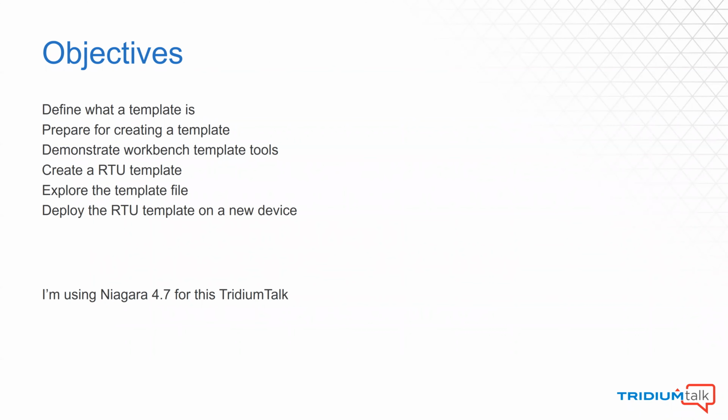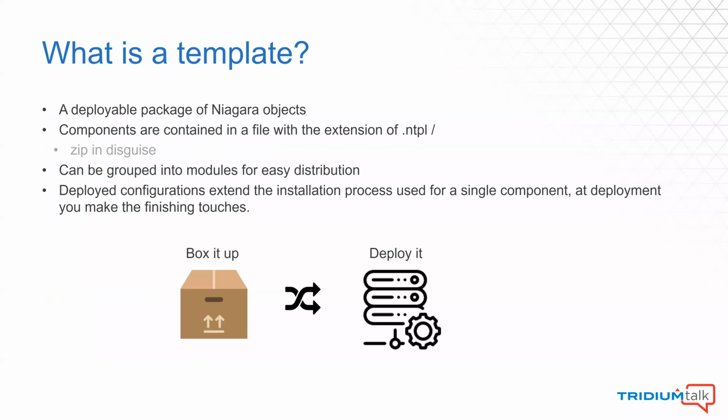Caveat is I'm actually using Niagara 4.7. The only thing that I'll call out in 4.7 is a new type of template, which we'll cover again in the advanced class because it's also related to the Edge, which I'll talk about. But that's the only caveat. So 4.6, 4.4 up, right? That you look at some of the components that I'm using.